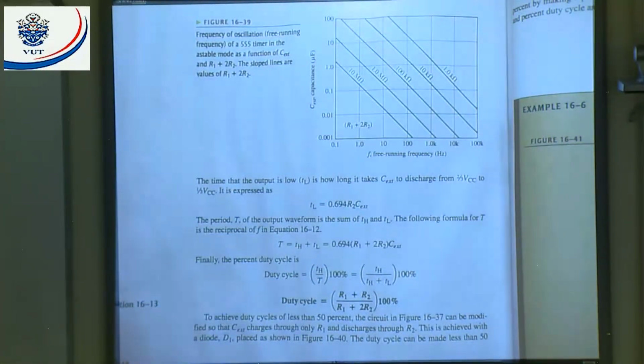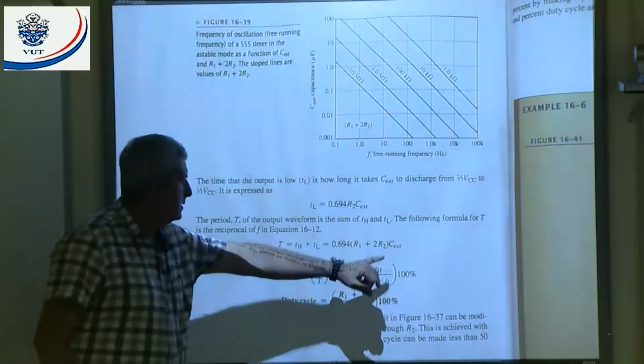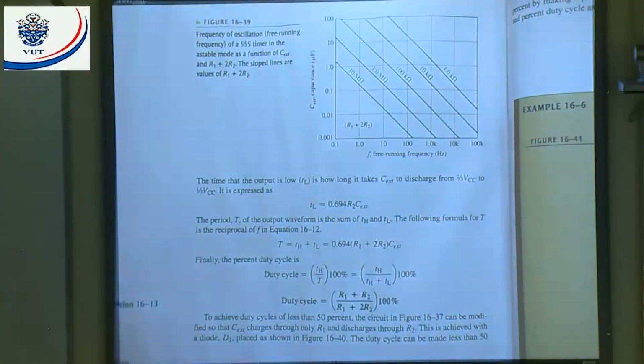The duty cycle is the high state divided by the period, or the high state divided by the high state plus the low state, because that will give me the period. And you can also use the resistor values to determine your duty cycle. What is the duty cycle? It's basically the high state over my period. How long is the high state going to be compared to my period?